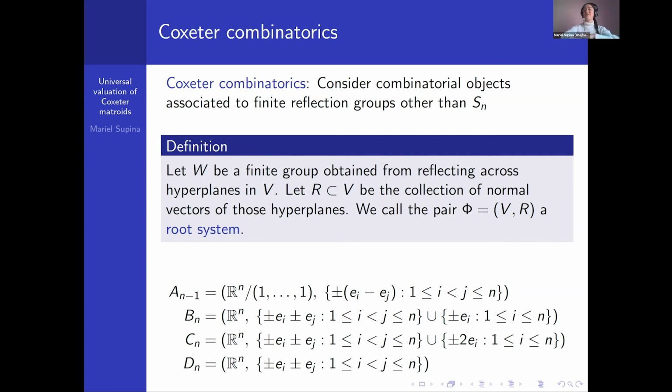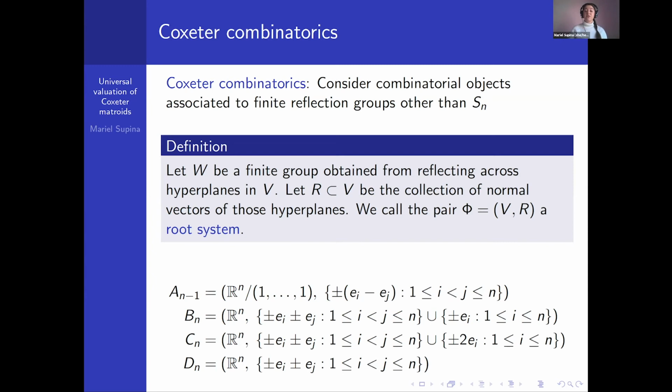If I have a nice hyperplane arrangement like this, then I take the normal vectors of those hyperplanes and we call those roots. We call the pair of the vector space and the roots a root system. For example, if I'm in R^3 and my hyperplanes are x1 equals x2, x1 equals x3, and x2 equals x3, then reflecting across these is going to switch two coordinates. Reflecting across x1 equals x2 will switch coordinates 1 and 2 of my point. Doing this in all possible ways gives me the symmetric group S3.